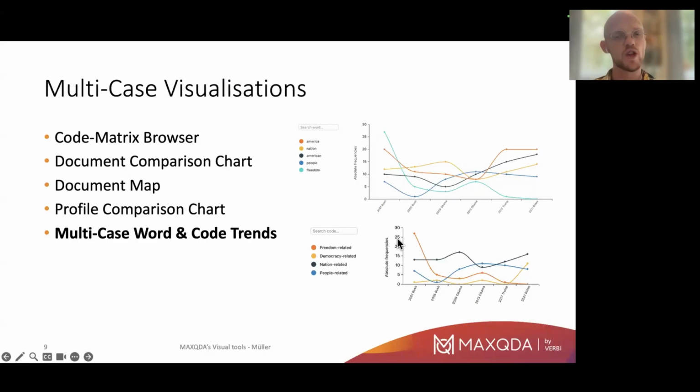multi-case word and code trends. You can use it to show change over time. If a topic came up in a certain time or in certain documents and then disappeared again, like here we see that freedom was used in the speech by Bush in 2001, and the prominence of this topic declined afterwards. In 2021, Biden did not mention freedom at all, and that the nation was maybe mentioned throughout the different presidential speeches in this case. So also quite an interesting tool. But you could also achieve something quite similar with the code matrix browser, but this gives you more the idea of a trend line.